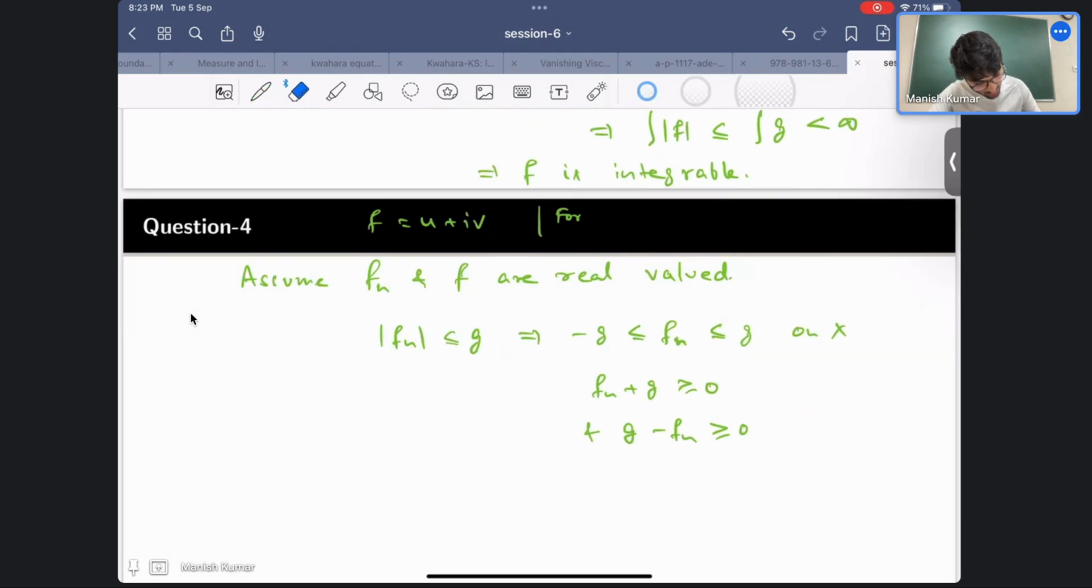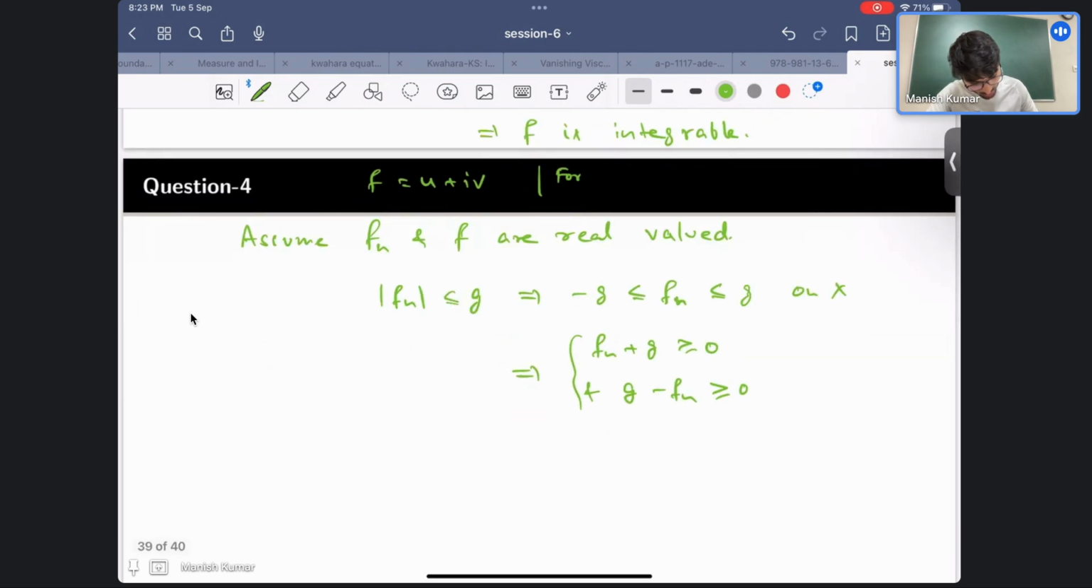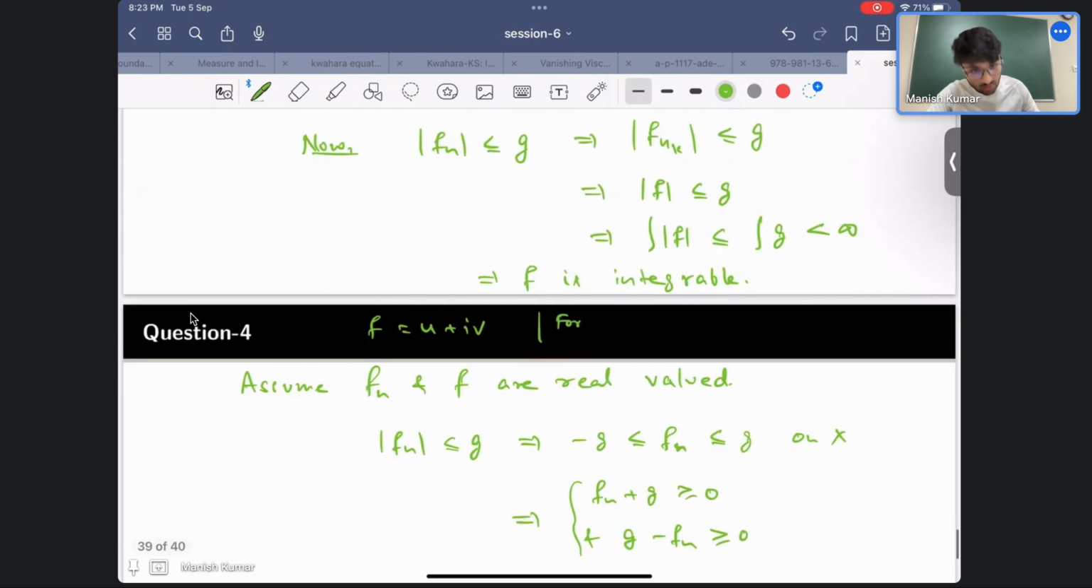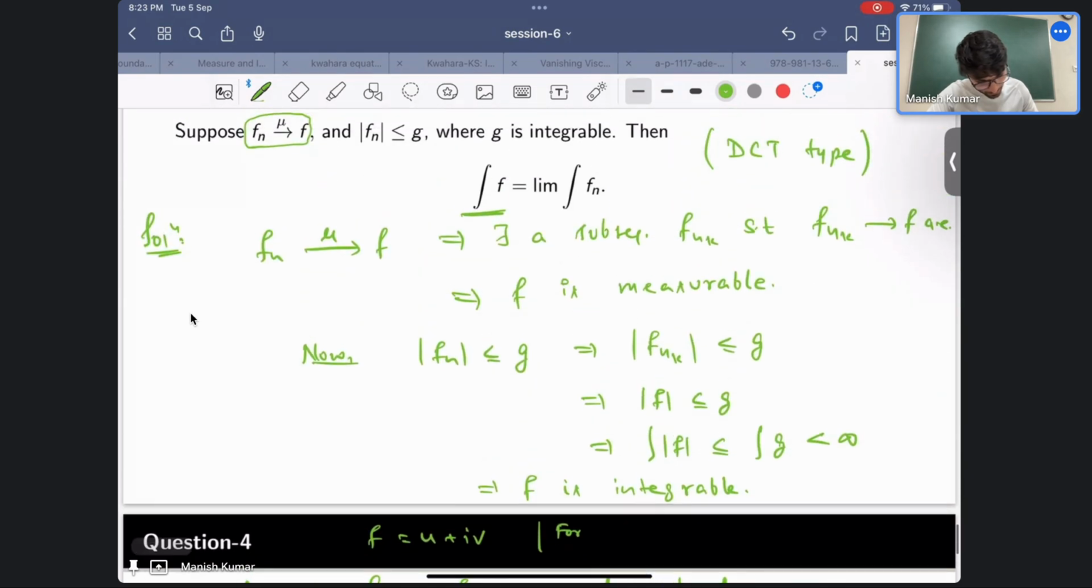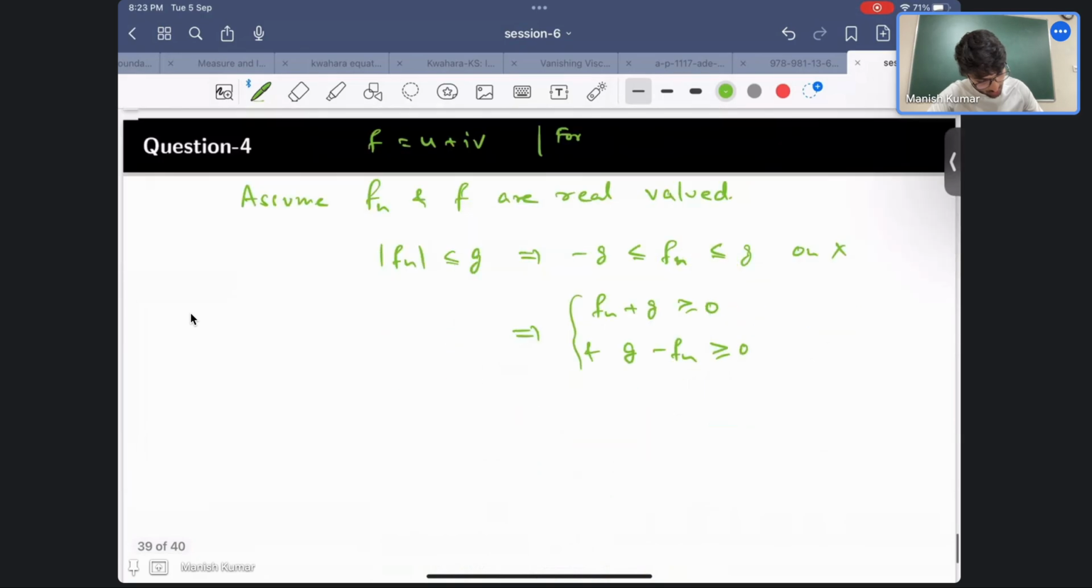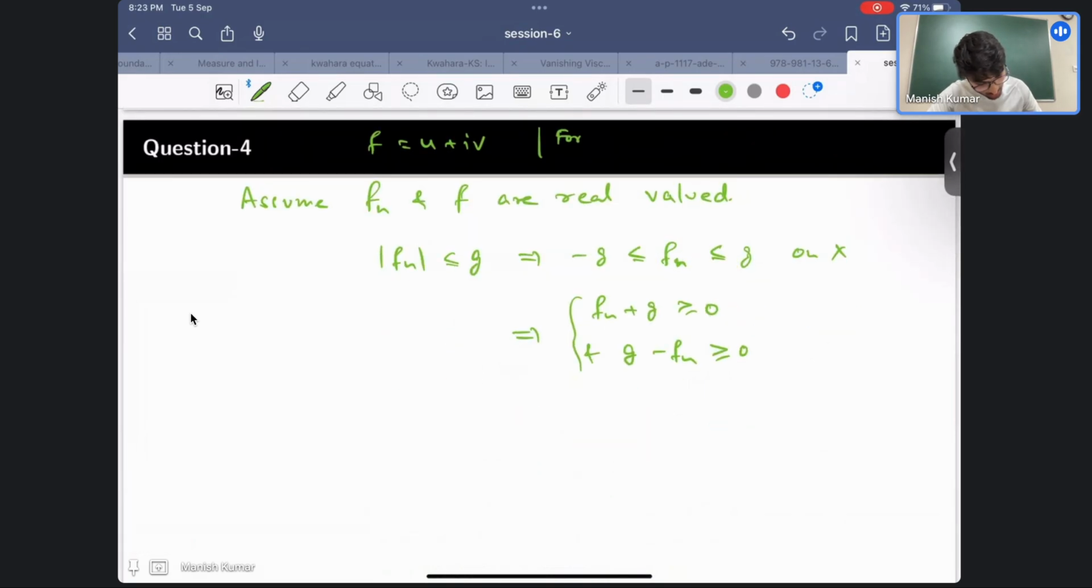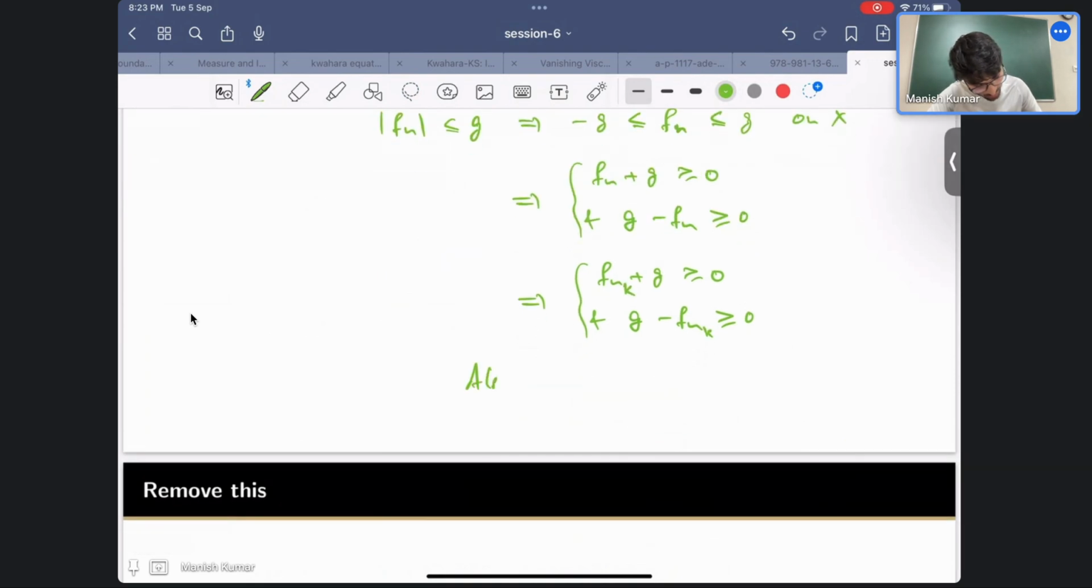Okay, and also all these fn's and g are converging. It's better to deal with the subsequence fnk and not fn. This is true for all n, but let me write the conclusion. In particular we have this fnk and g. Also fnk plus g converges to f plus g, almost everywhere. And g minus fnk converges to g minus f, right?